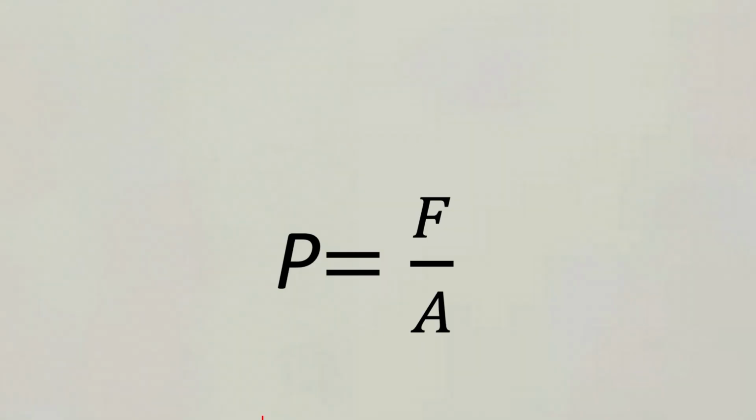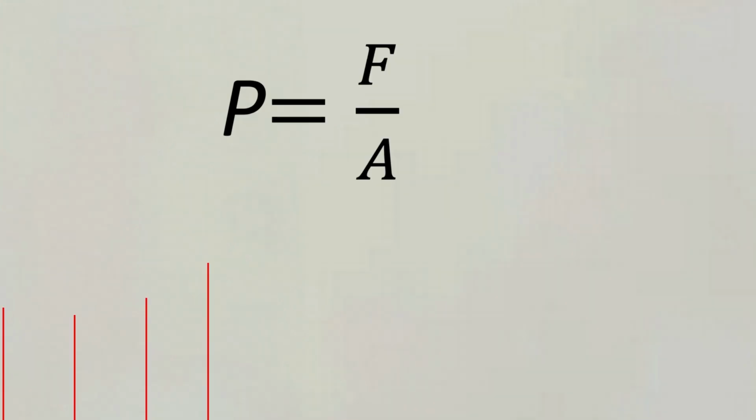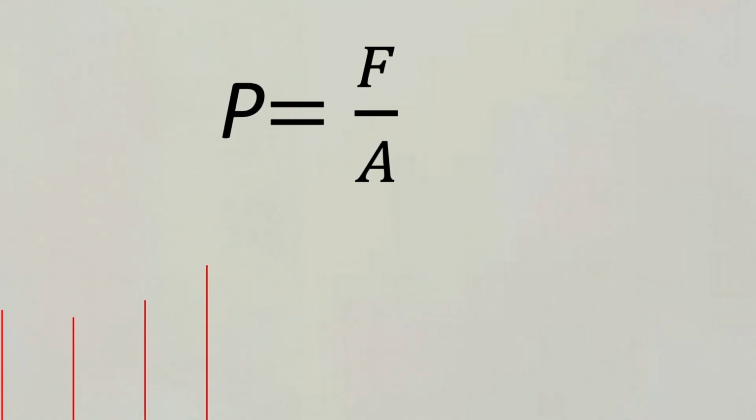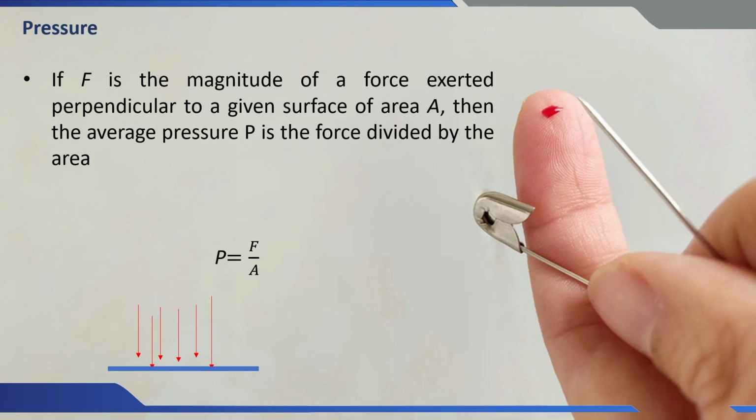Mathematically, pressure is represented as P equal to F over A. The force F in this context is the force exerted perpendicular to a given surface, and the area is the surface over which the force is applied. P here is the pressure, which can be calculated by dividing the force by the area. This equation tells us that pressure is inversely proportional to the area over which the force is applied. If the area is large, the pressure is low, and vice versa, assuming the force remains constant.